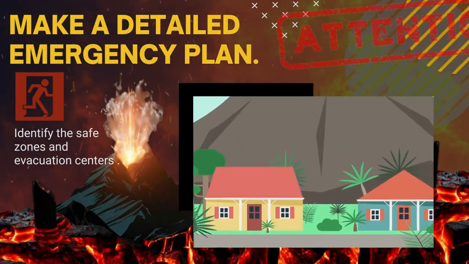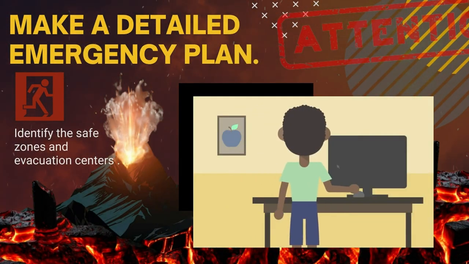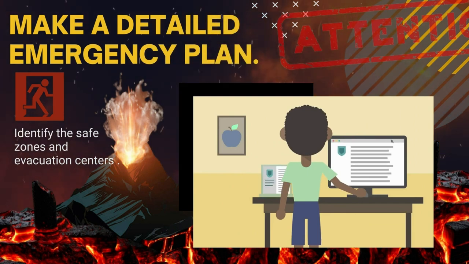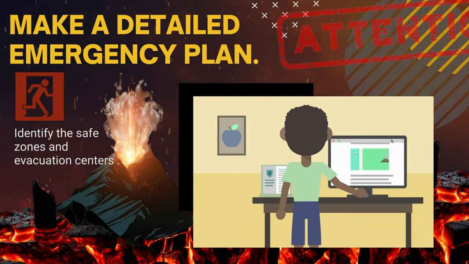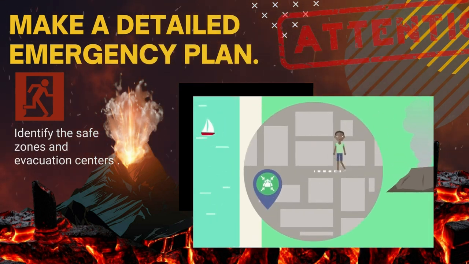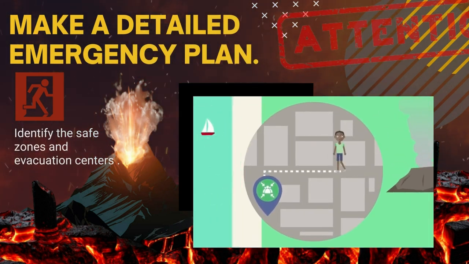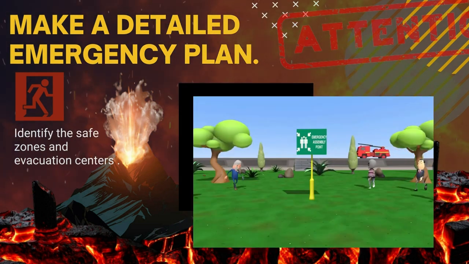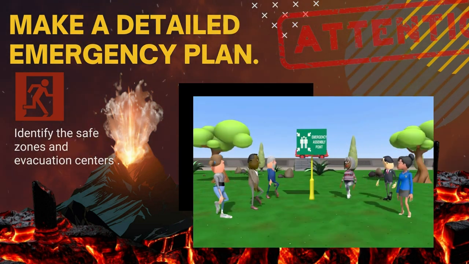Number 1, make a detailed emergency plan. Prepare your family in the emergency plan. Ensure everybody knows the rules for evacuating the area. Identify the meeting place, safe zones, and evacuation center in case of emergency. Stay away from rivers or streams that may carry mud or debris flow.